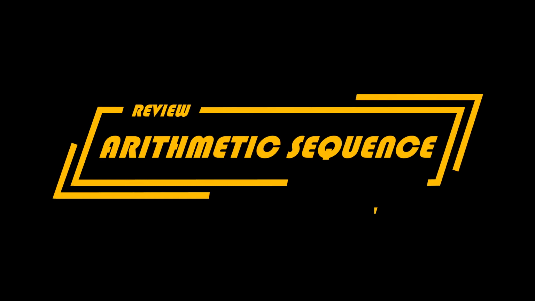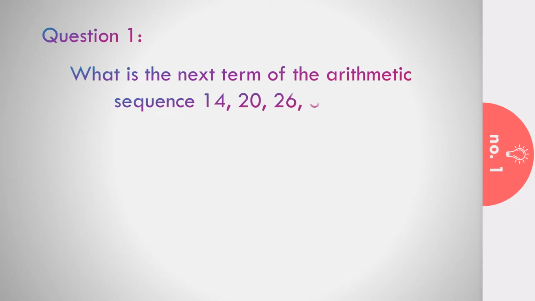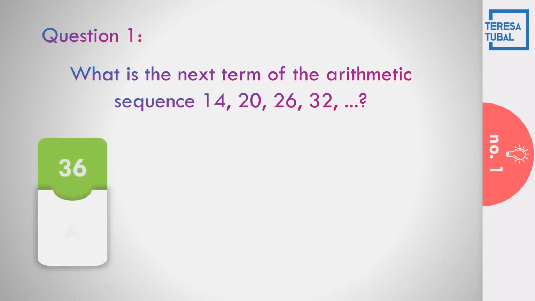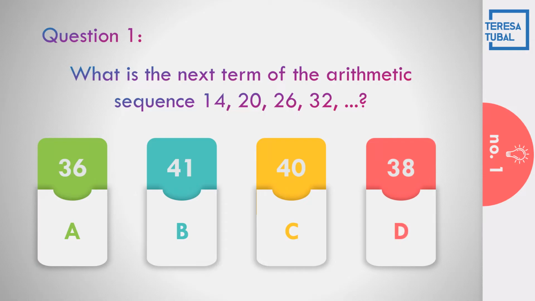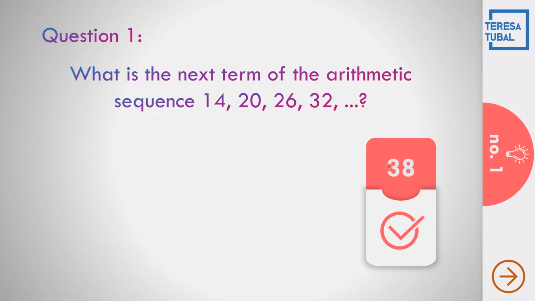Let us recall about the arithmetic sequence. Question number 1. What is the next term of the arithmetic sequence 14, 20, 26, and 32? A is 36, B is 41, C is 40, D is 38. Any idea what is the answer? Correct. The answer is equal to 38 because 14 plus 6 is 20, 20 plus 6 is 26, 26 plus 6 is 32, 32 plus 6 that is equal to 38.